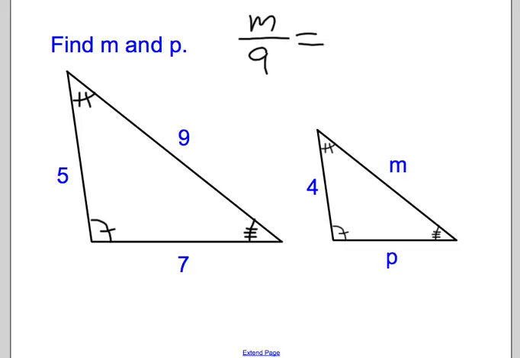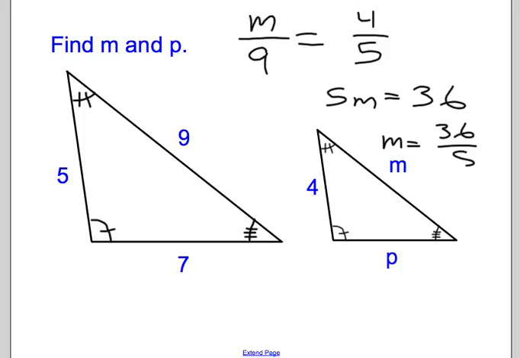4. So we're going to go with 5 and 4. Is the 5 going to go across from the m, Caleb, or is the 4 going to go across from the m? The 4. Why? Because it's the same. There you go. So it's 4 over 5. Okay. The 5 and the 9 are connected. The 4 and the m are connected. Then you do your 5m equals 36 by doing your cross products. 5m, 4 times 9 is 36. Divide by 5, m equals 36 over 5.